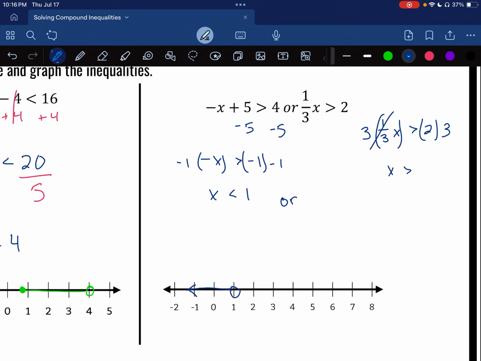All right, y'all, we are done with solving inequalities for Algebra 1. You did it.